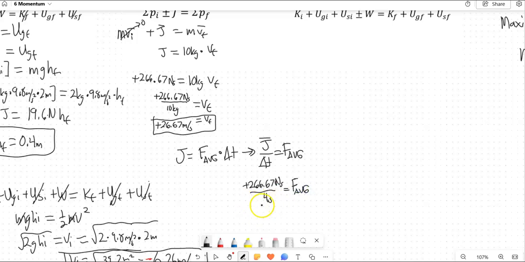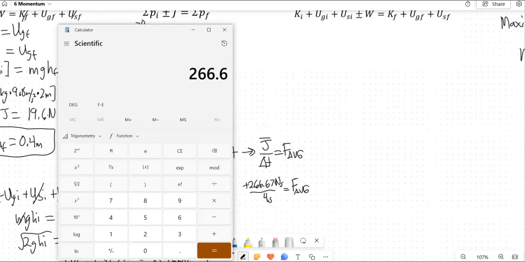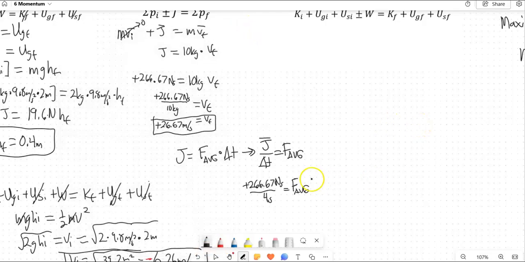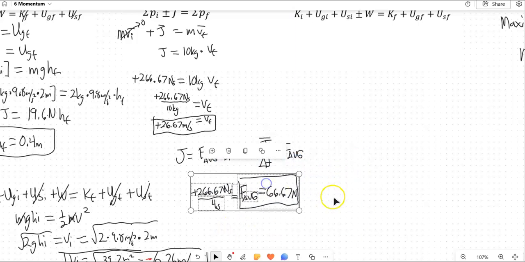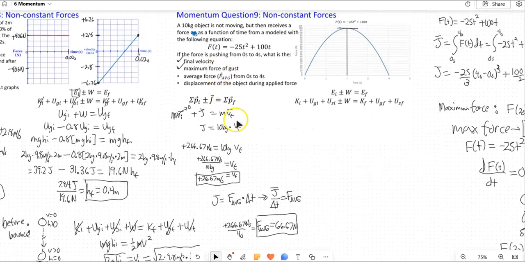Let's go ahead and find that out. 266.67 divided by 4 equals 66.67. So the average force is 66.67, and that's in newtons. I'm going to scooch that over right over here. So that's how we figure out that average force.